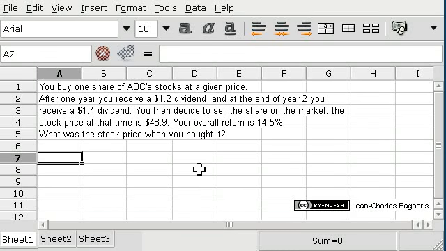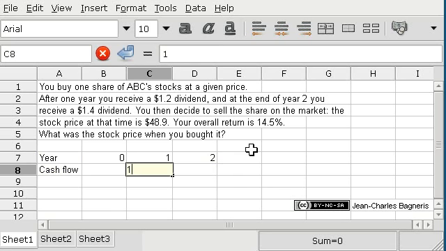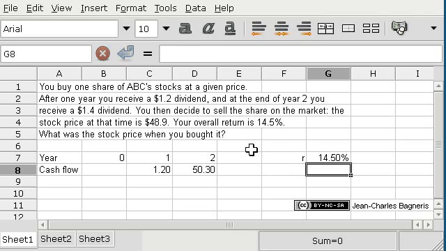So here we build the stream of future cash flows. So here 0, 1, 2, we have 2 years. Cash flow. So in year 1 we receive a 1.2 dividend and then 1.4 plus we resell at 48.9. The rate R is 14.5%.